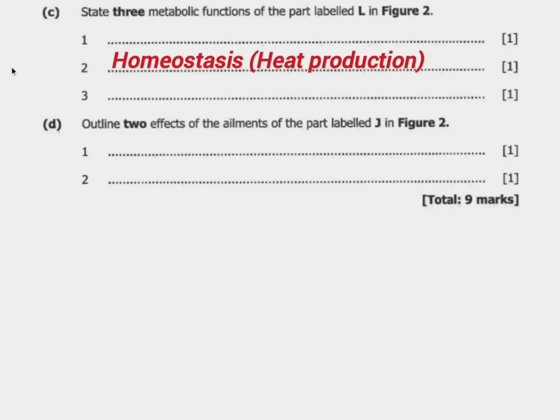So in this case, we can say production of heat. Then for question D, outline 2 effects of the ailments of the part labeled J in figure 2. So let's see part J. Part J is the large intestine. In talk of the ailments, this term refers to the diseases. So if the large intestine is affected by diseases, what is going to be the effect?